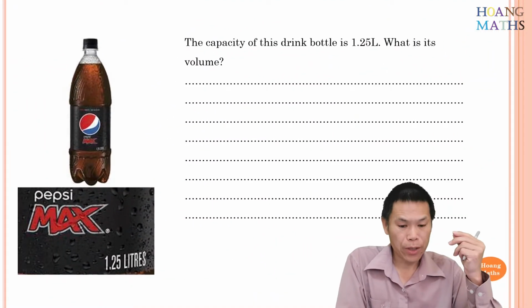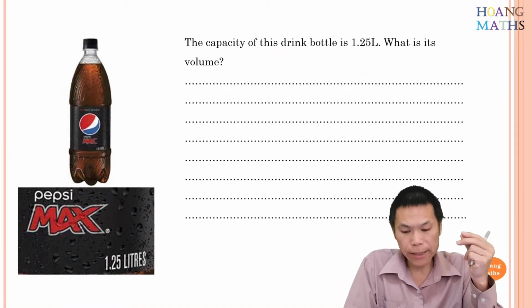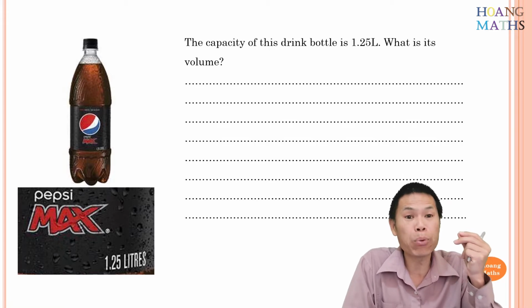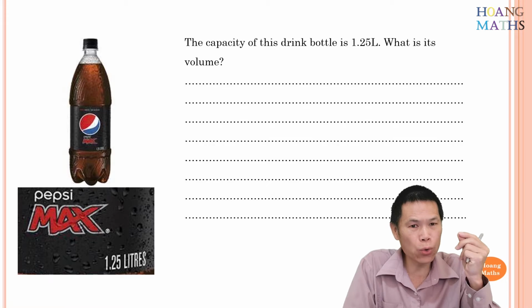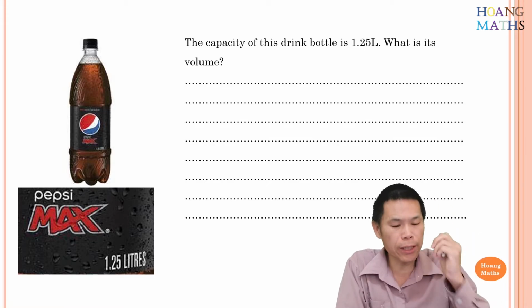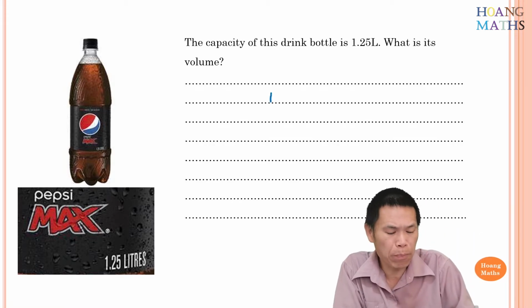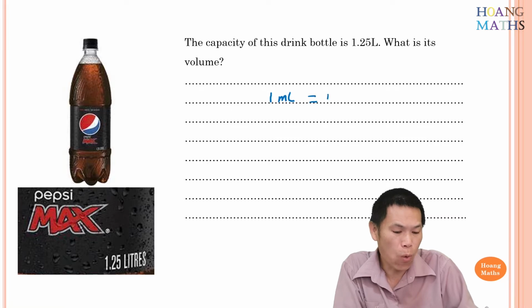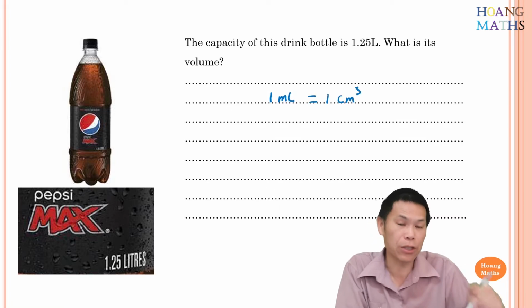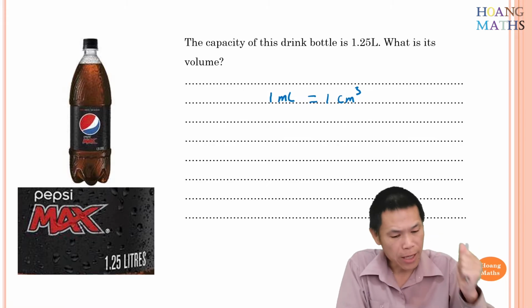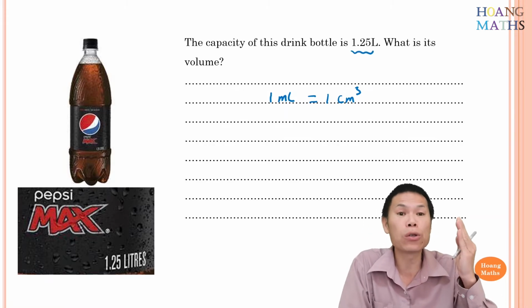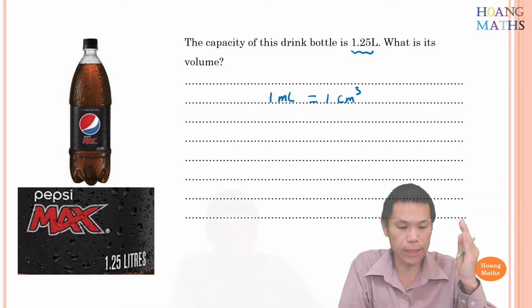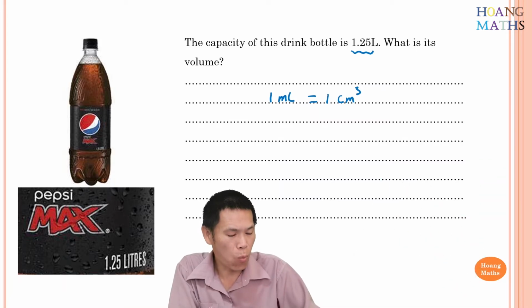So next one. We know that the capacity of this bottle here is 1.25 liters. So therefore, we need to convert that into milliliters first. The reason is we know 1 milliliter is 1 cubic centimeter, so please keep that in mind. And then this one here is in liters, so we need to convert that into milliliters. And we know that 1 liter is 1,000 milliliters.